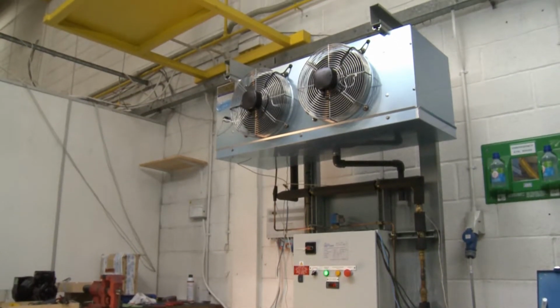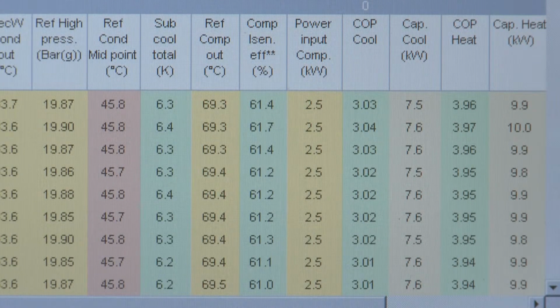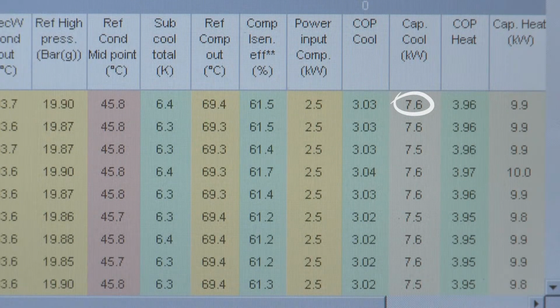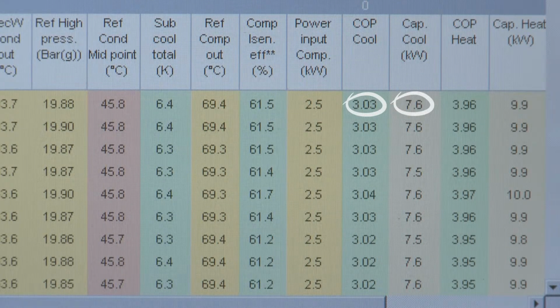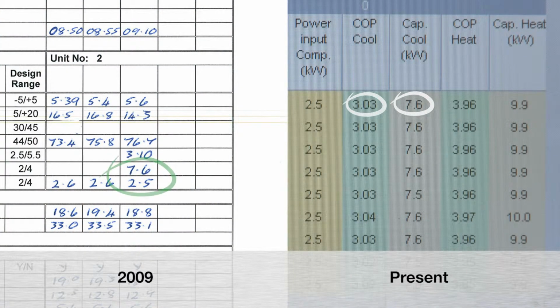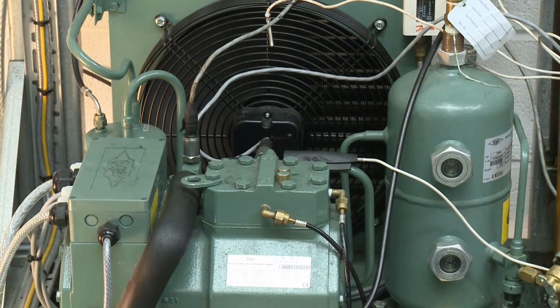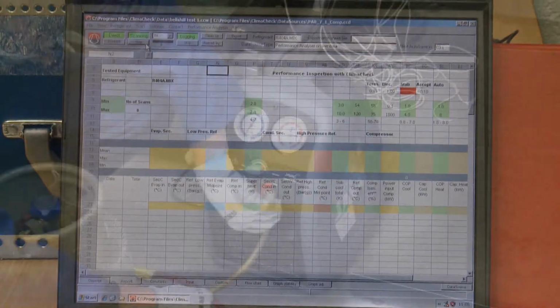Okay, as part of the health check, what we want to do today is really compare with how the system's performing on cooling capacity. So cooling capacity is here, it's around about 7.6, 7.5, and its COP, coefficient of performance, 3.03, compared with what it was originally running at and originally commissioned back in 2009. Okay, so we've checked the cooling capacity and the efficiency of the system in line with what it was running back in 2009, and we're happy with the operating conditions of that.